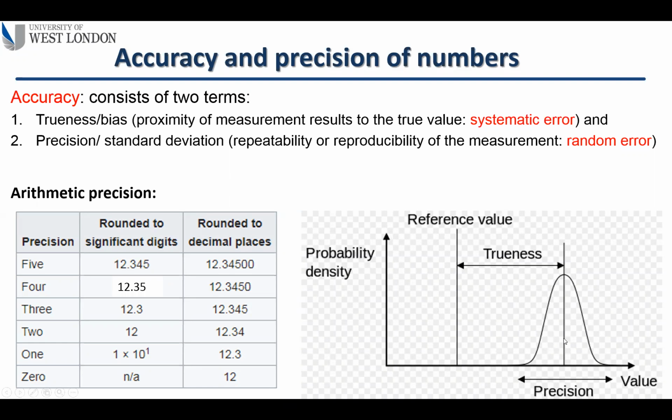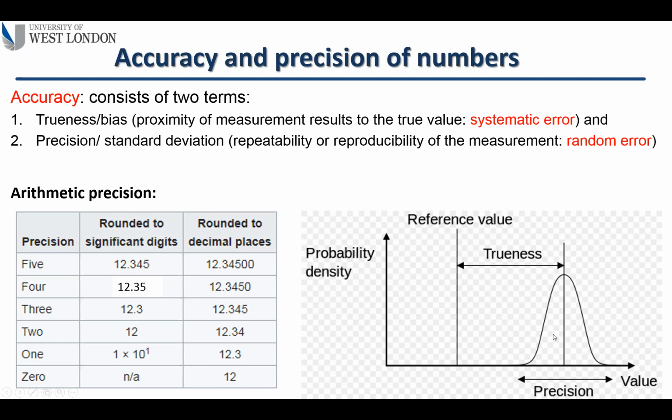So if you have a very good precision, your standard deviations or scatters are very close to the average one. But you might have a systematic error that we can call trueness or bias. And for the second one, precision, we can call it random error. So this is another term.